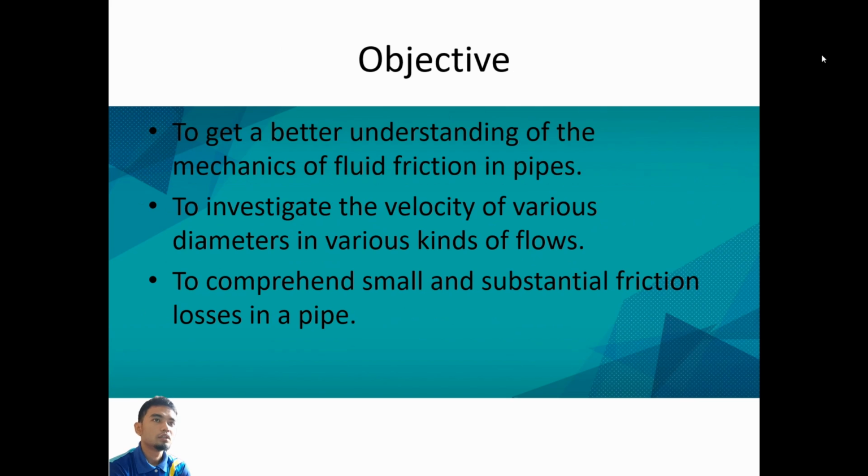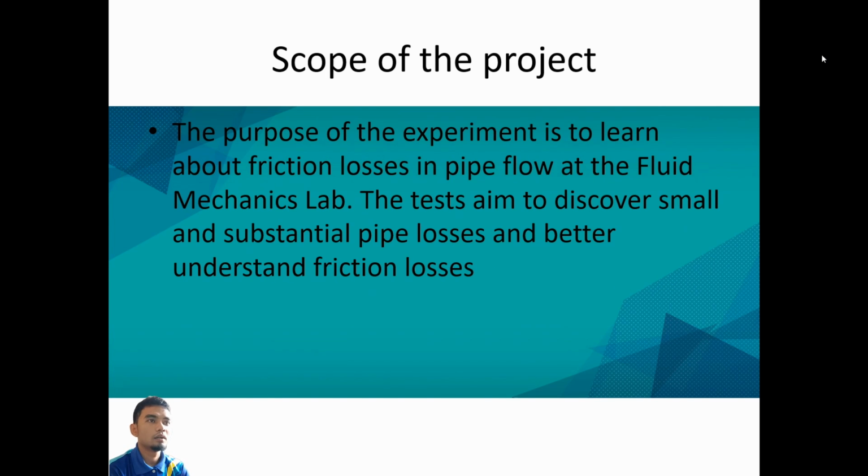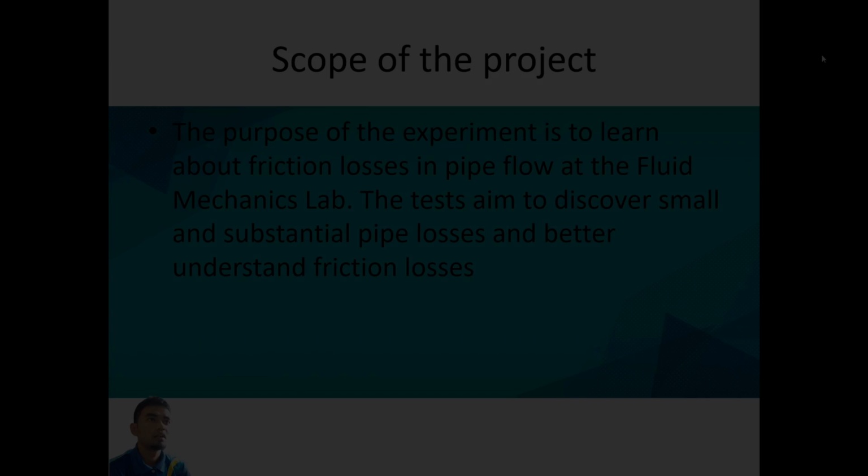For the objectives, first is to get a better understanding of the mechanics of fluid friction in pipes. Second is to investigate the velocity of various diameters in various kinds of flows. And the third one is to comprehend small and substantial friction loss in a pipe. Our scope of project is to learn about friction loss in pipe flow at the fluid mechanics lab. The test aims to discover small and substantial pipe loss and better understand friction losses.